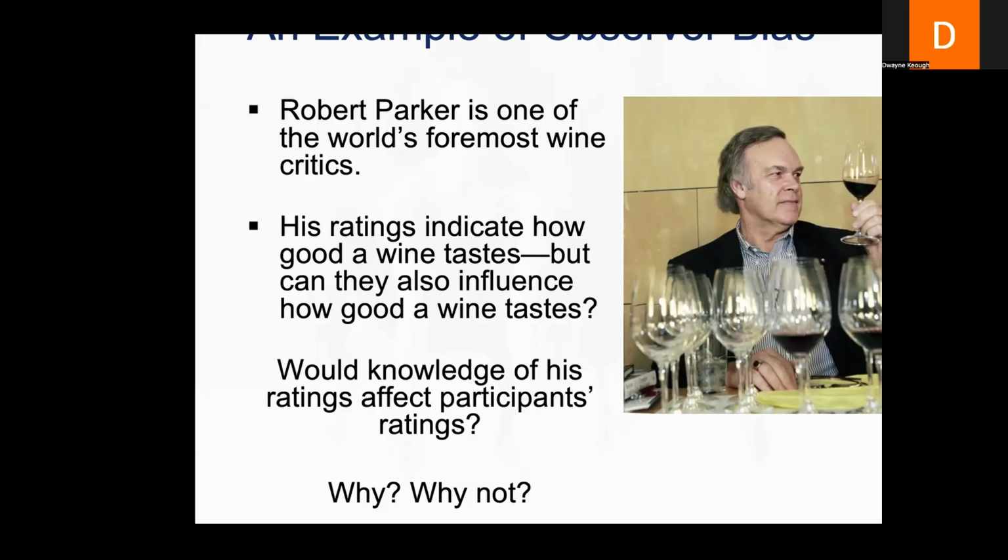Now, Robert Parker is one of the world's foremost wine critics. And if he rates a wine as good, how do you think it'll influence what people think the wine should taste like? Will his ratings, with all of his knowledge, influence our perception of how something tastes? What do you think?